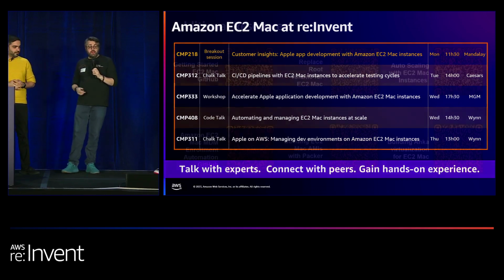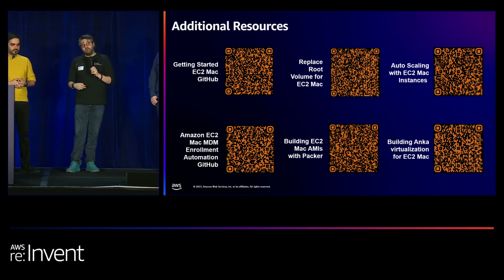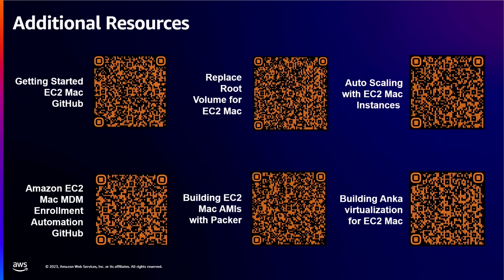And one more thing, just a few resources here from what we were speaking about earlier. Getting started with EC2 Mac: we have a GitHub repository for that, and MDM enrollment just below that. Replace root volume for quicker instance cycling times and the ability to use AMIs in ways that you couldn't before. Building EC2 Macs with Packer, to build those AMIs in an automated fashion, and working with auto-scaling, and we mentioned Anka for virtualization too.